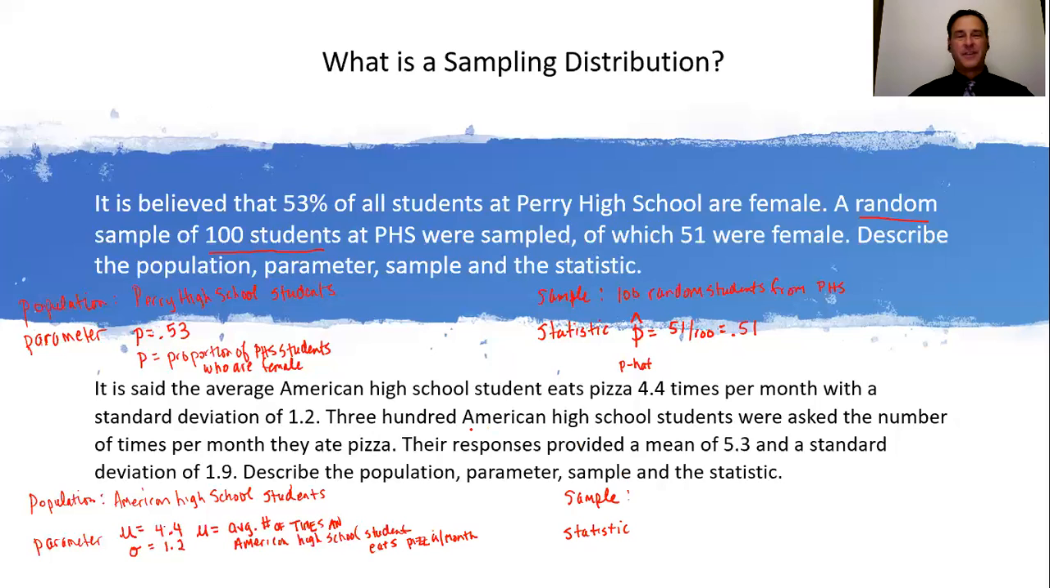Okay, so from our sample, it looks like we have 300 American high school students were asked. Notice it says nothing about random, and that would seem to make sense because how do you pick random high school students in America from all the students in the United States? It'd be hard to do. So I'll just say 300 American high school students.